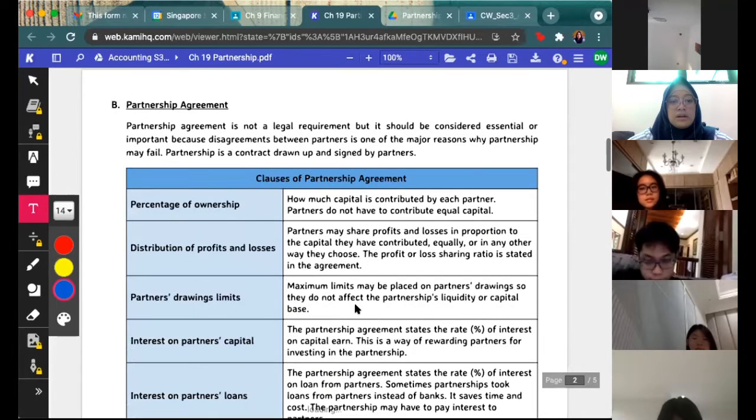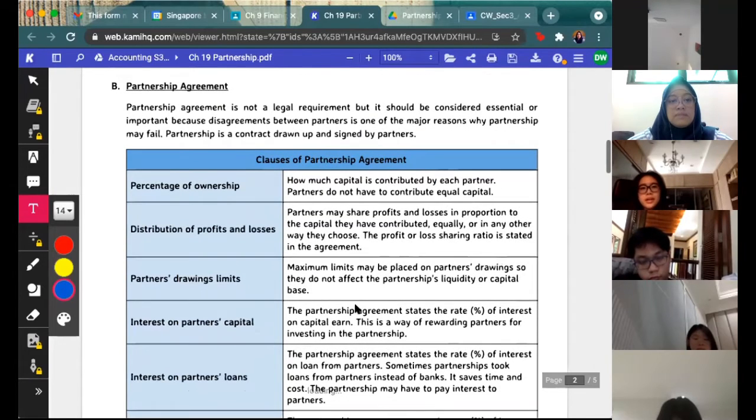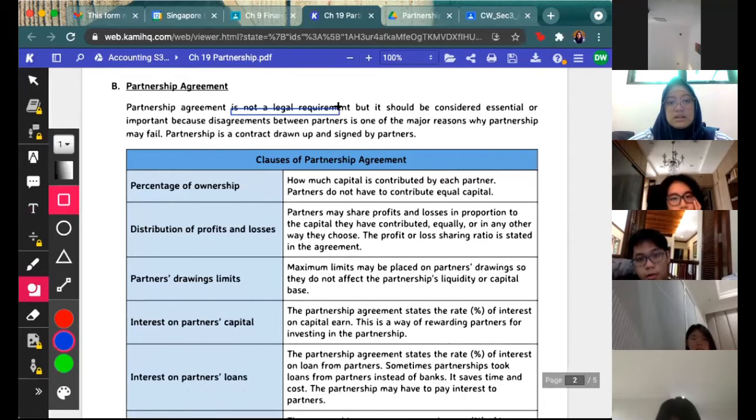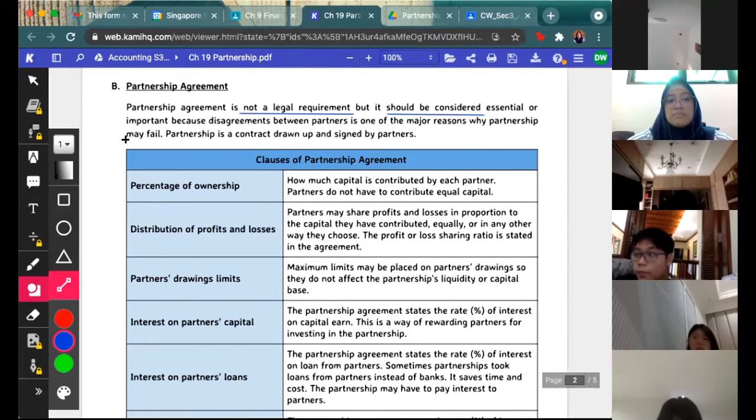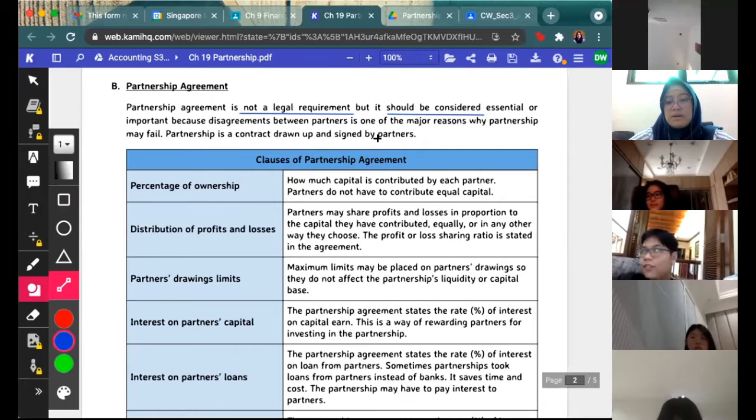Now let's talk about partnership agreement. The partnership agreement is not a legal requirement, but it should be considered essential or important because this agreement between partners is one of the major reasons why partnership may fail. Okay, now partnership agreement is a contract drawn up and signed by partners.